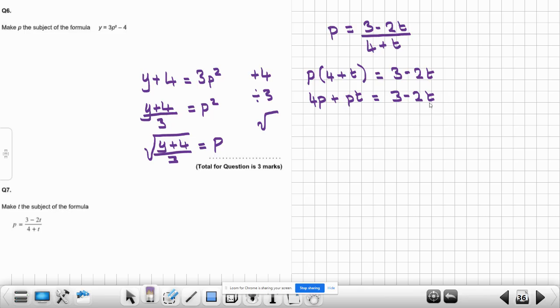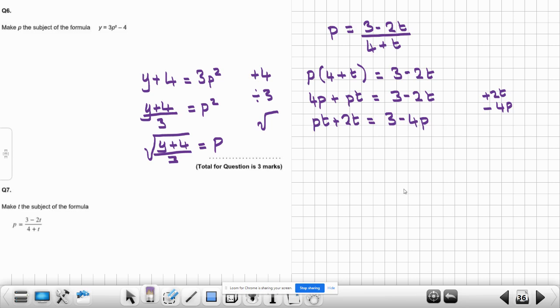So this is how we deal with it. Put all the t's on one side and anything else on the other. So in this step, I'm going to add 2t and subtract 4p. So we're going to end up with pt plus 2t equals 3 minus 4p. So I've done that in one move. You could separate it out into 2 if you like. But I've now got my t's on one side and anything else on the other.